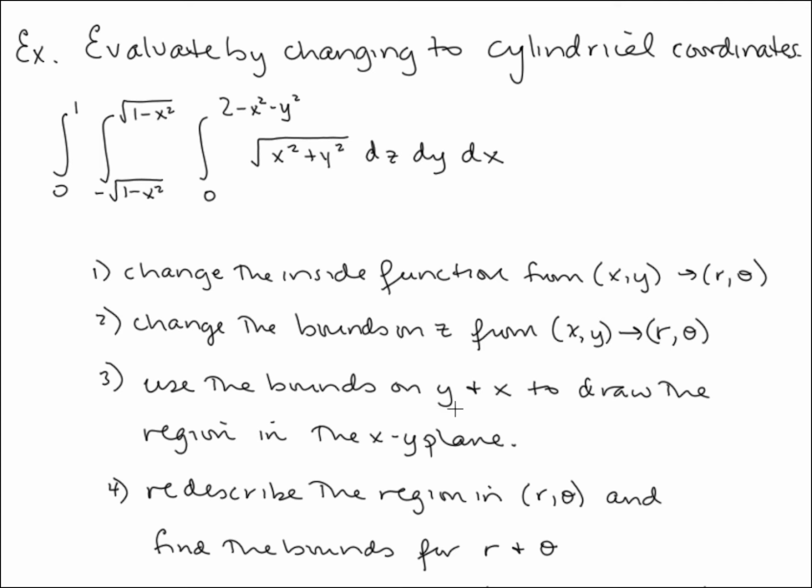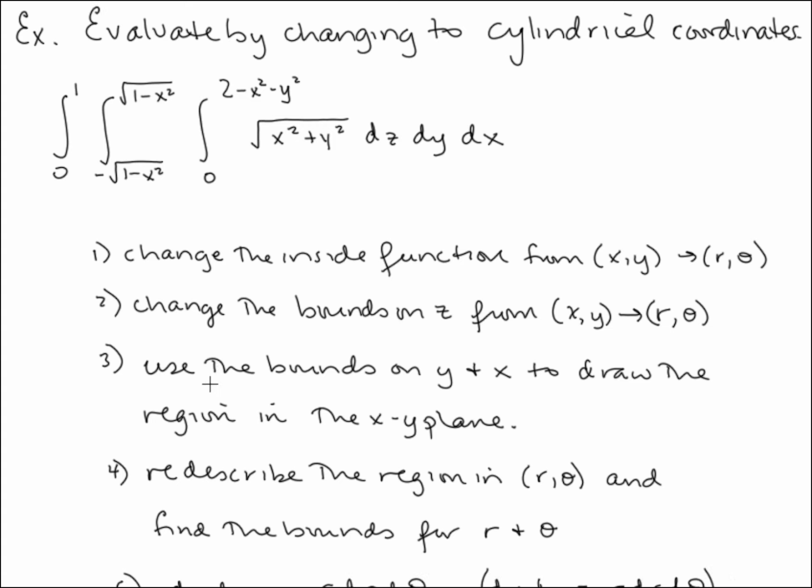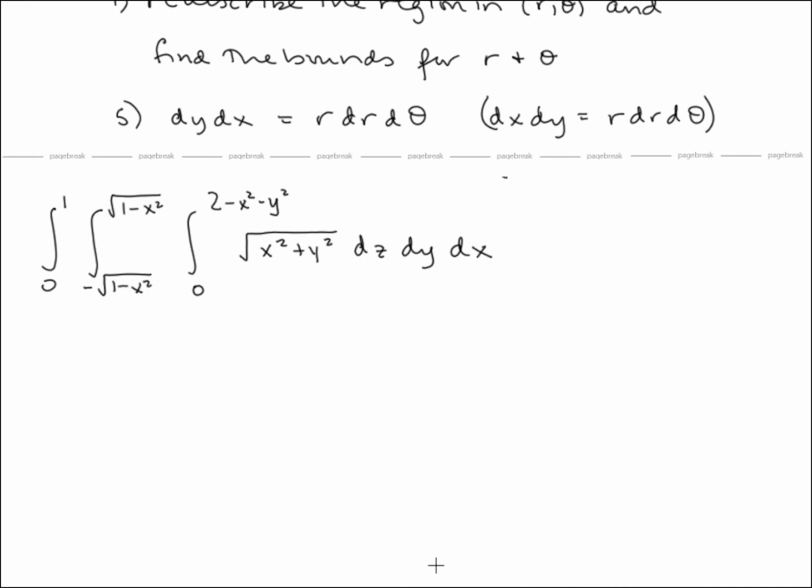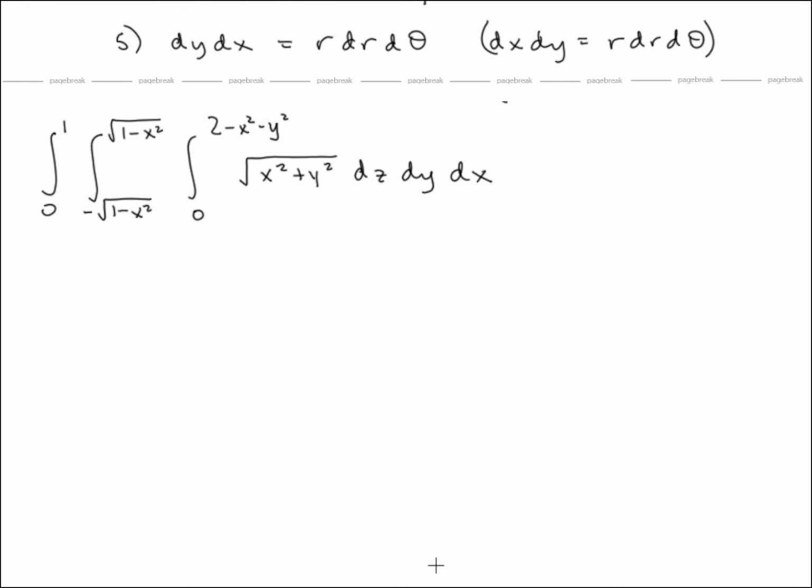Then we want to use the bounds on x and y to draw the region in the xy plane. So we want to take these other two bounds and see what region that describes in the xy plane. Then we want to redescribe that region in polar coordinates. And then we want to make sure that we remember to put in the r with r dr d theta. So let's take a look at how we can change this integral to cylindrical coordinates.